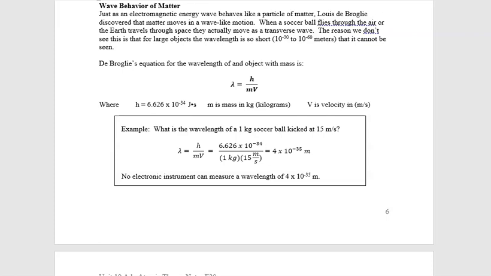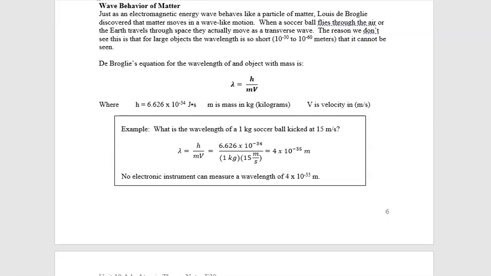So just as an electromagnetic energy wave behaves like a particle of matter, Louis de Broglie discovered that matter moves in a wave-like motion. When a soccer ball flies through the air or the Earth travels through space, they actually move as a transverse wave. They move up and down, just like a transverse wave. The reason we don't see this is that for large objects, the wavelength is so short, 10 to the negative 30th to 10 to the negative 60th meters, that it cannot be seen.